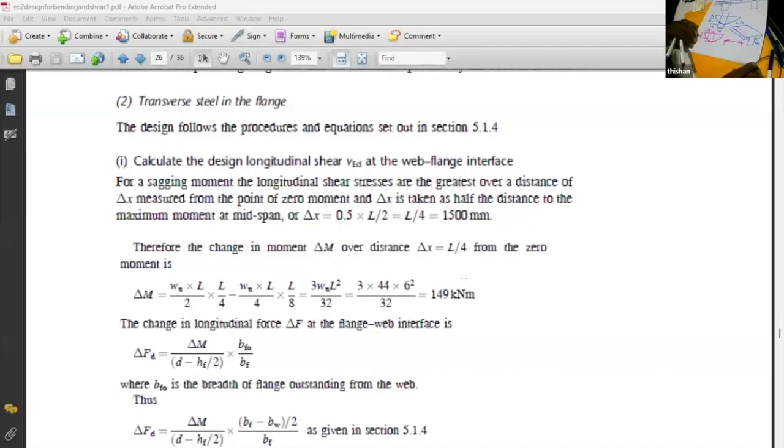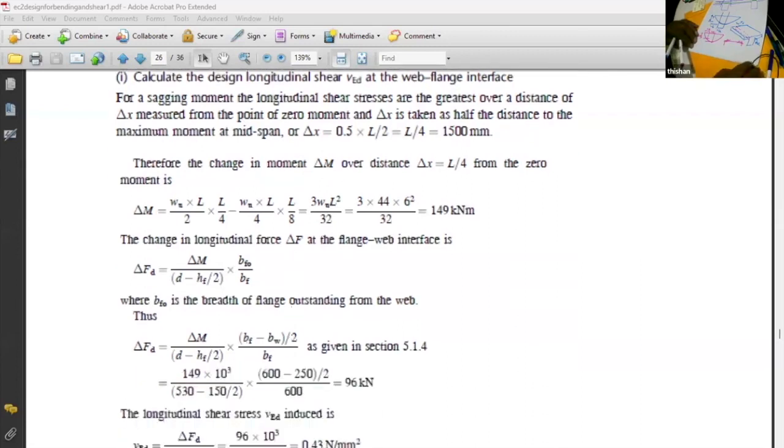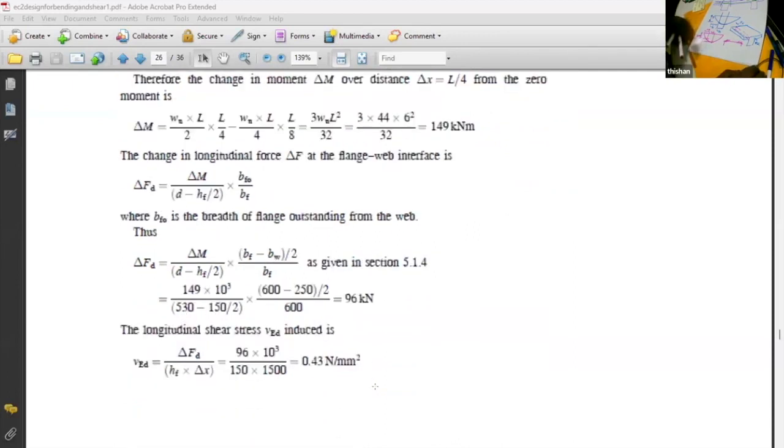So the change in moment is 149. Then you can find the force is D minus HF by 2, the lever arm. And that particular example has flanges on both sides, so you have to find what is the exact force. The exact force has been found as 96 kilonewtons. If you just look at it carefully, this is self-explanatory, everything is given.